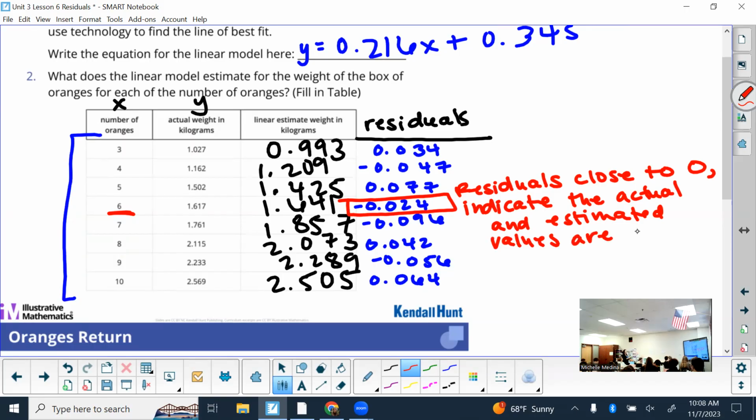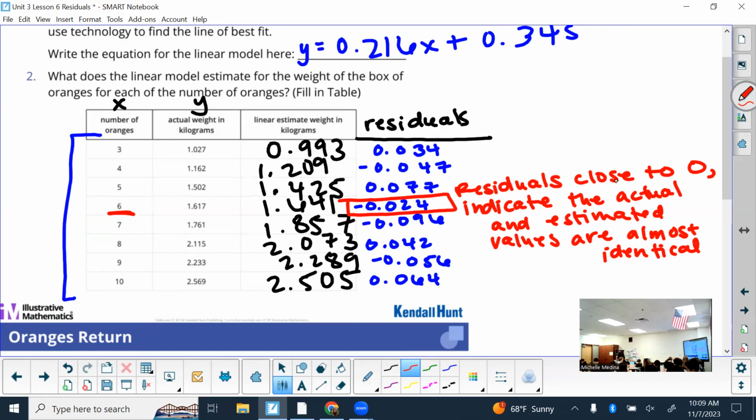Almost identical. If it does equal 0 exactly, identical. Is it about this? Okay, so later. So yeah, residuals close to zero indicate that the actual and estimated values are really close.